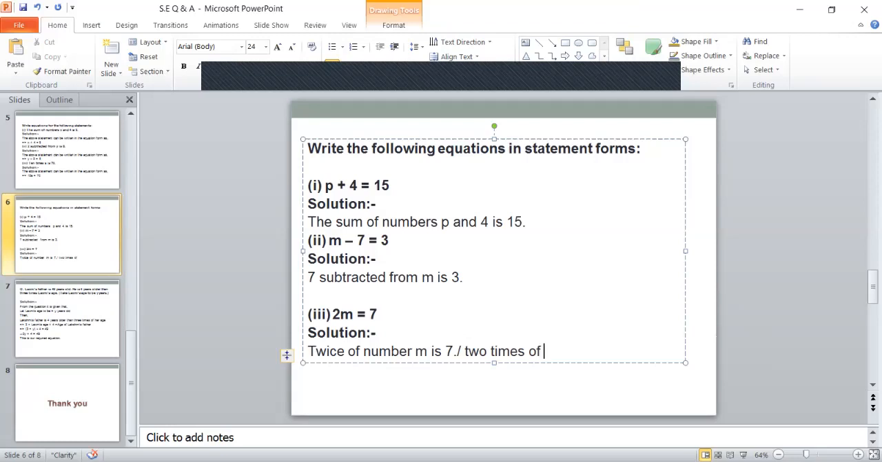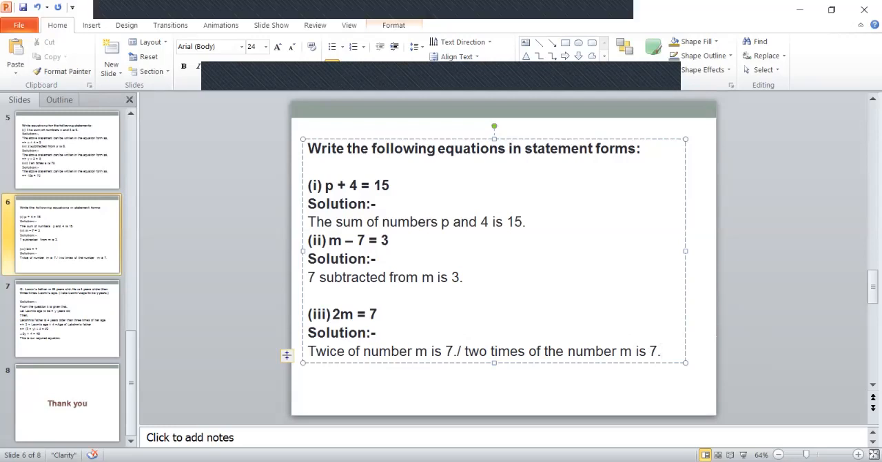2 times of the number m is 7. As per your selection, you can write anything. One sentence you can write: twice of number m is 7. Otherwise, you can write: 2 times the number m is 7. As per your choice, you can write anything.